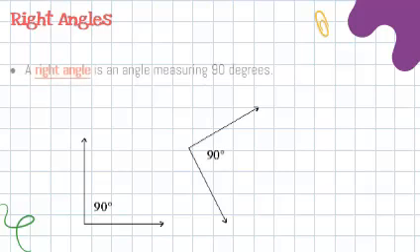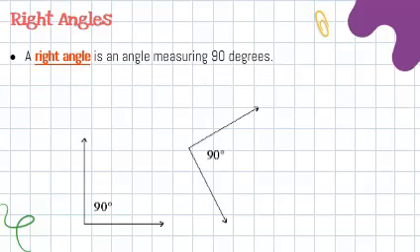Now, right angles. A right angle is exactly 90 degrees. So if you measure the angle and it's 90, then we say that this angle is a right angle.